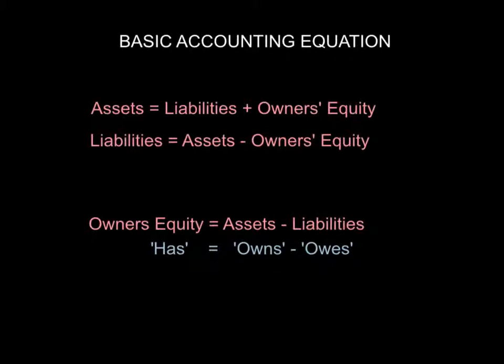The definition of assets is how much a company legally owns on paper. The definition of liabilities is how much a company owes to its creditors. And the definition of owner's equity is how much a company has after it has paid its debts out of its own assets. Owner's equity is always what you have left afterwards.